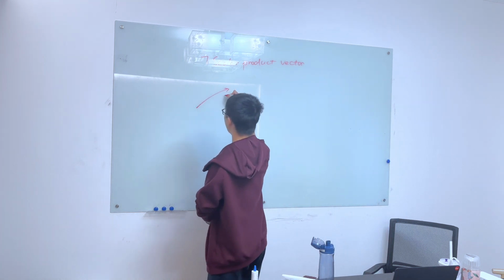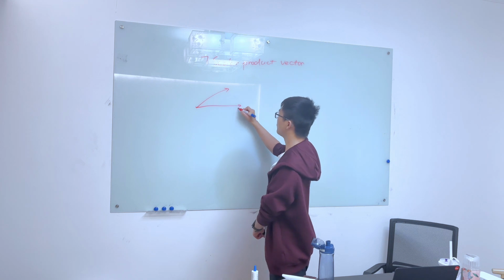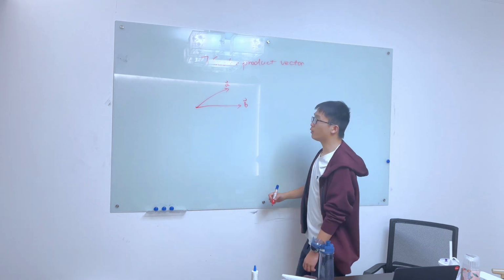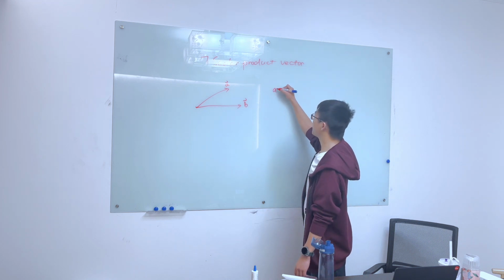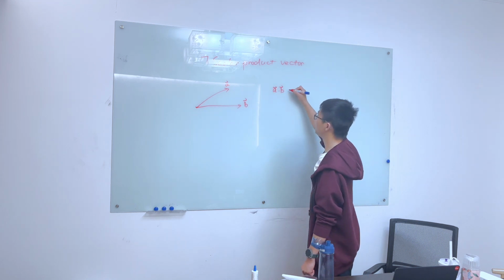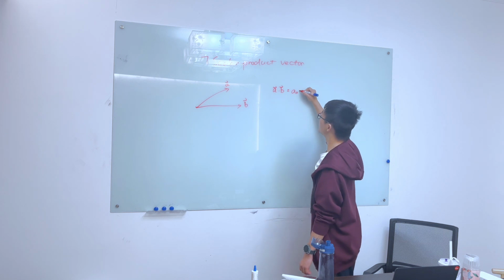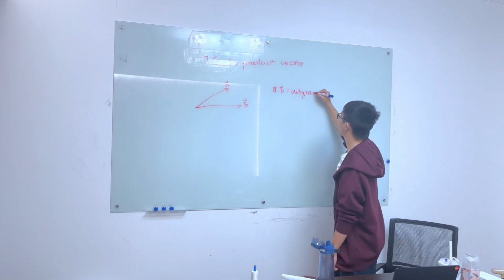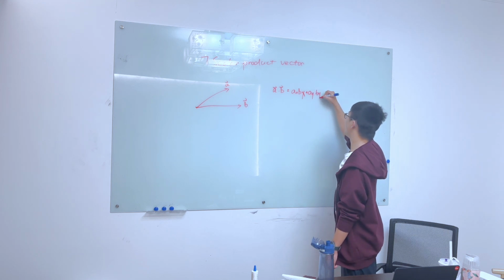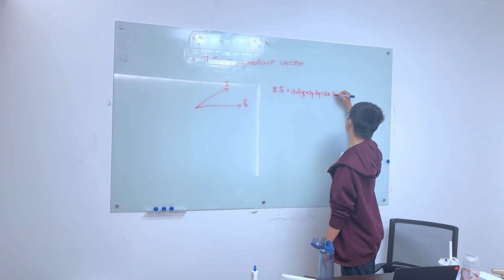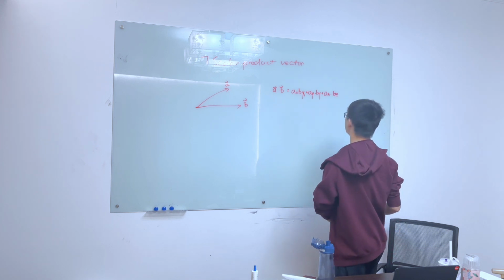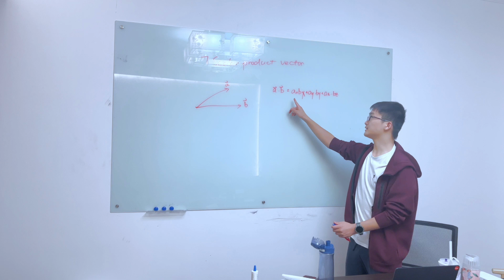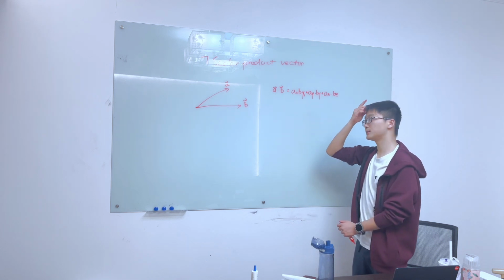So let's say that we have vector A over here, and we call this vector B. According to what we have learned, the dot product of vector A and vector B equals ax times bx plus ay times by plus az times bz. Something important to keep in mind is that the dot product doesn't have direction. It is a scalar product.